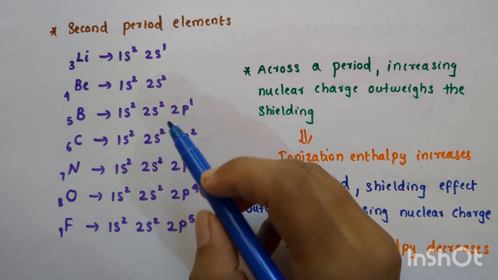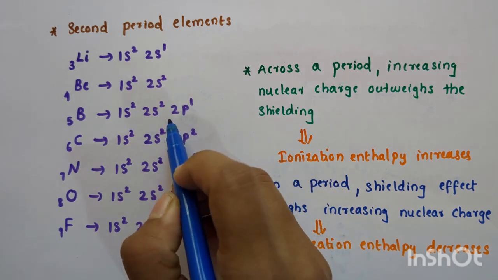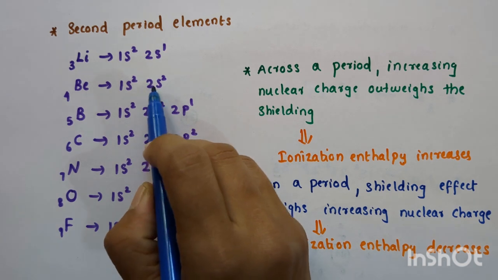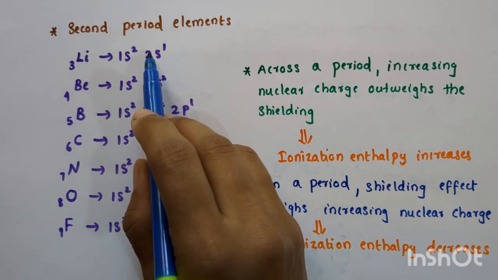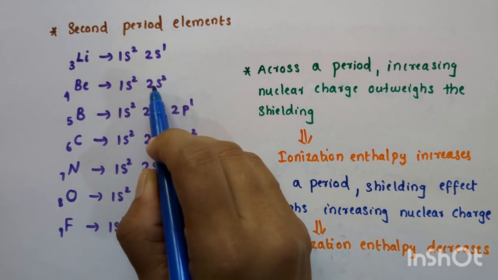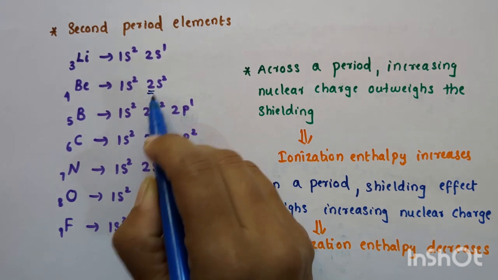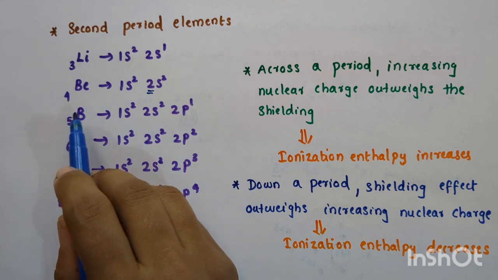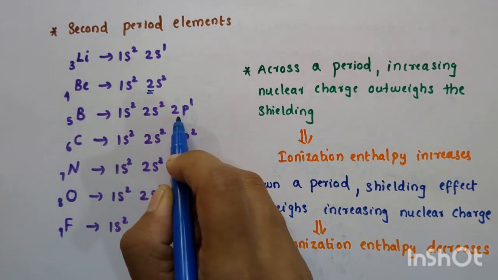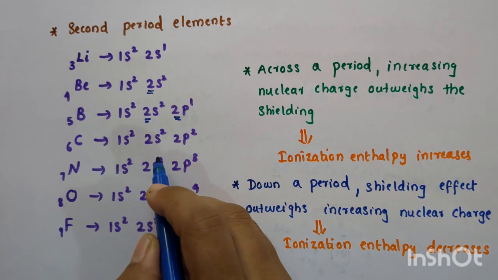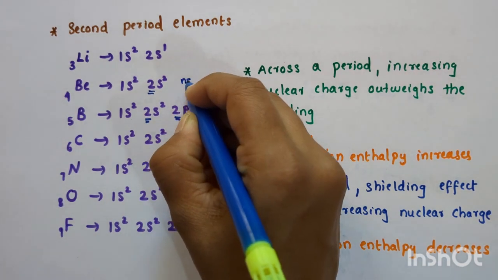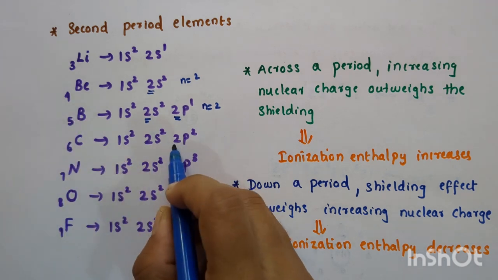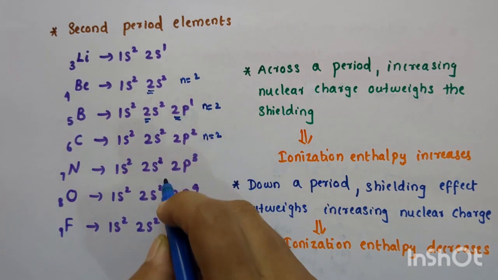So across the second period, the successive electrons are added to the orbitals with the same principal quantum number. In beryllium we have one more electron than lithium, so that is added to the 2s orbital, so n equal to 2. For boron we have one more additional electron, so that goes to 2p. So n is equal to 2. When we consider carbon, we have one more electron than boron, that goes to the 2p level. So here also n is equal to 2.